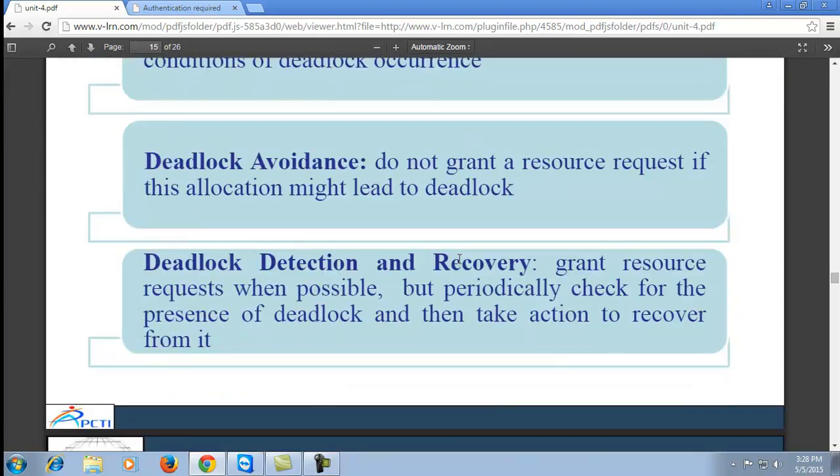Next is deadlock detection and recovery. Grant resource requests when possible, but periodically check for the presence of deadlock and then take action to recover from it. At a fixed period, or after some duration of time, the system has to check after allocation of resources whether a deadlock condition has occurred, and try to resolve that problem, because this kind of problem may cause n number of processes to wait for acquiring that particular resource.